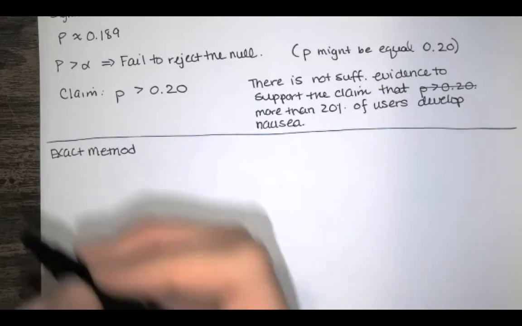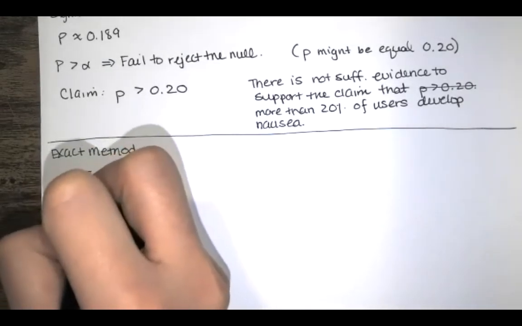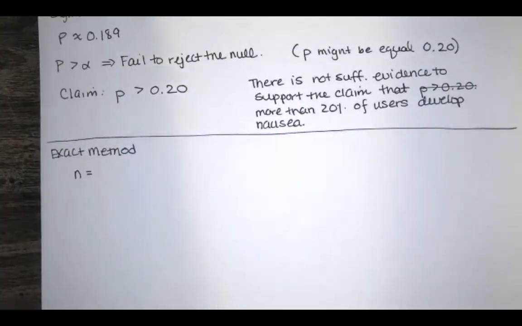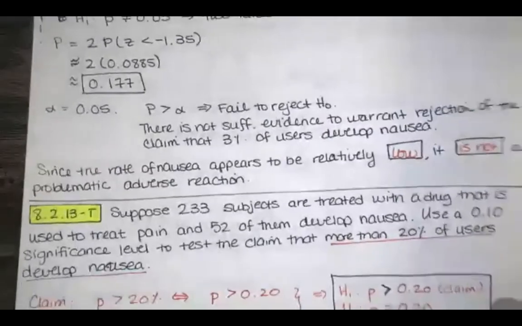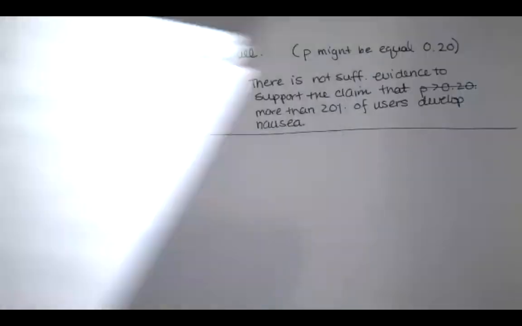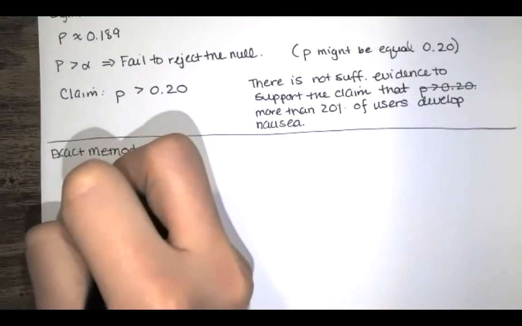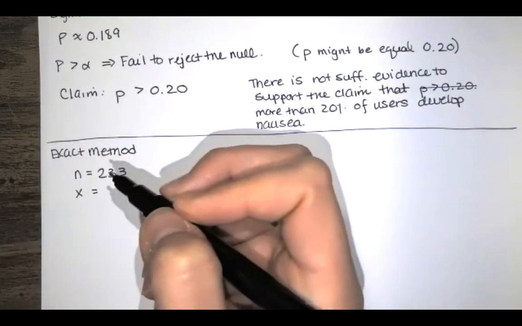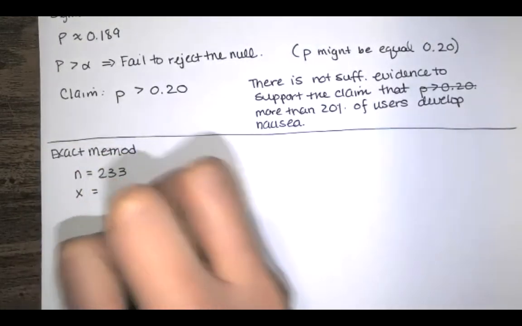Okay, with the exact method, we need the number of trials, and that will be the same as the number of subjects. So if we go back to our problem statement, we had 233 subjects. And then we're calling success a subject that develops nausea.